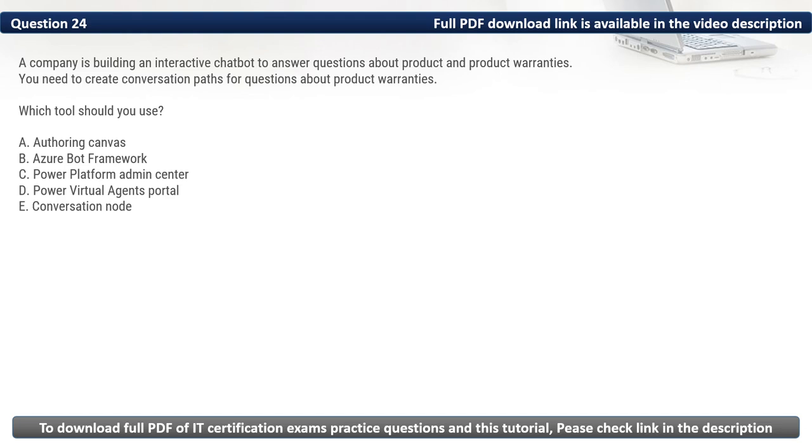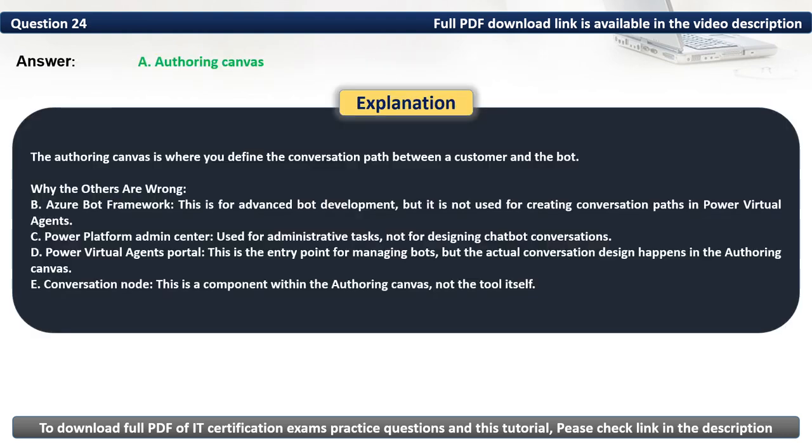As such, the tool that we should use is authoring canvas. Thus, the correct option is A. The authoring canvas is where you define the conversation path between a customer and the bot.